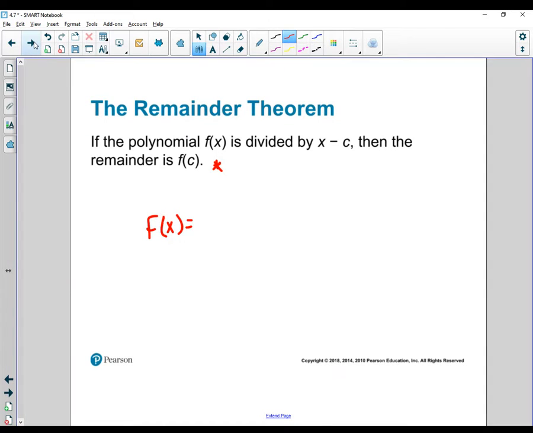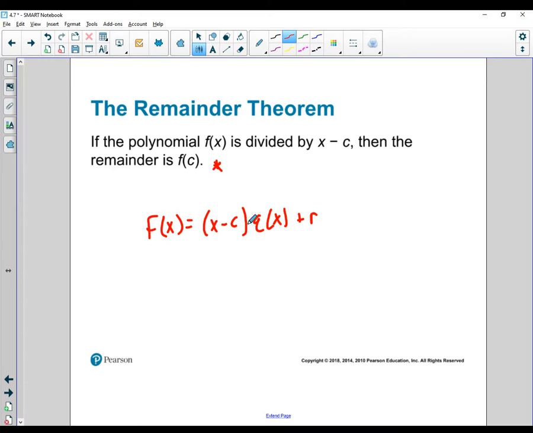Okay, so if we start with this polynomial and we divide it by x minus c, then that means x minus c times some other polynomial, maybe call it q of x, whatever it is, doesn't matter. And then we have plus some remainder r of x, some other polynomial. But here's the thing. It's not going to be r of x. It's just going to be r. It's going to be a constant.